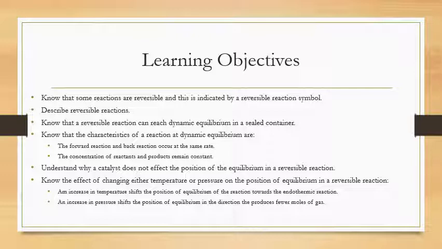Understand why a catalyst doesn't affect the position of an equilibrium in the reversible reaction, and know the effect of changing either temperature or pressure on the position of equilibrium in a reversible reaction. And we're just going to look at a particular example to illustrate that.